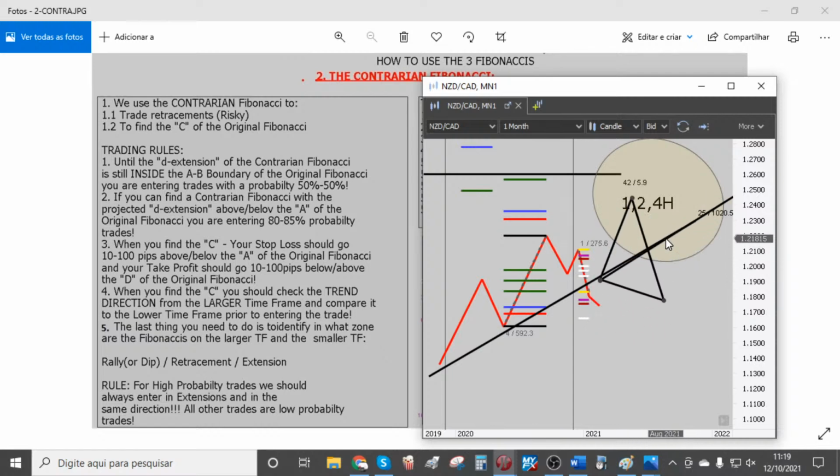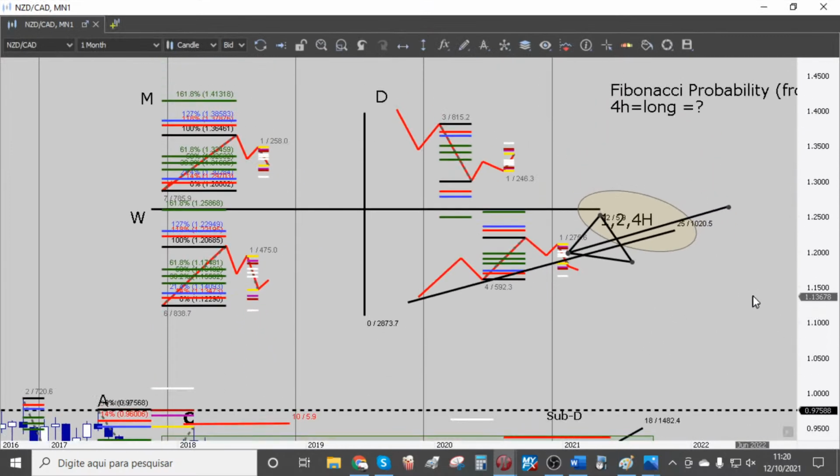So white goes to white is the projected extension below the A of the 4-hour chart? No, right? It's not. So still again we are reading the number 2. If you can find the contrarian Fibonacci with the projected extension below the A, we don't have it. Of the original Fibonacci, the green one, blue, green, red, black, this is the original one, you are entering 80-25 probability trades. So going long, and there is no right or wrong, just different probabilities.